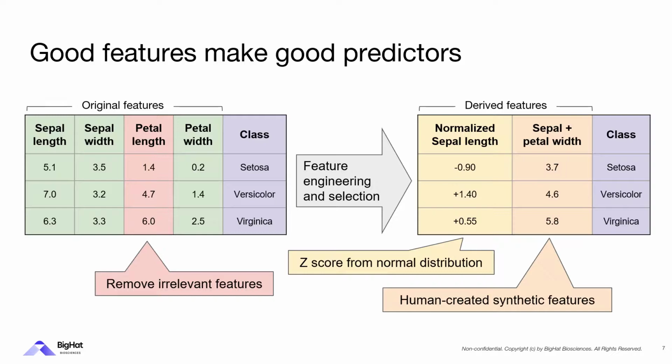And finally, there's the ability to create synthetic features. So the example here is, suppose you find that you want the sum of the sepal and the petal width as another feature. You simply create a function that maps those two columns into this new synthetic column, and then that's added for training. And this is very common in almost all machine learning pipelines.